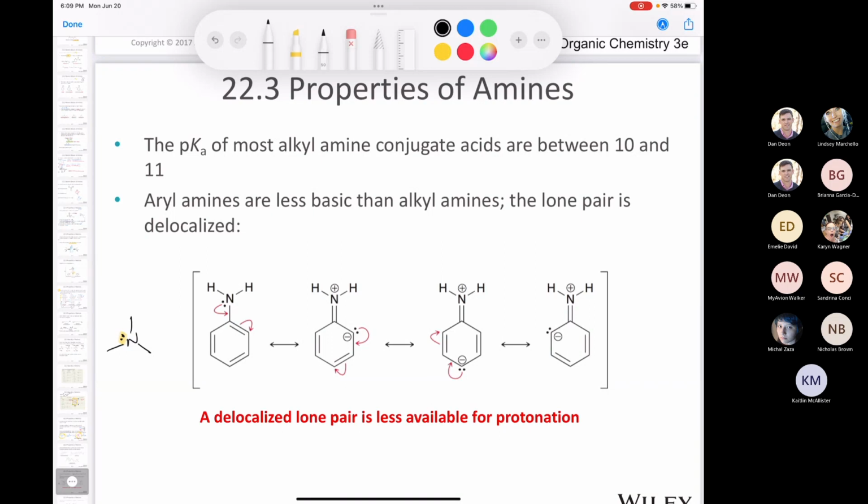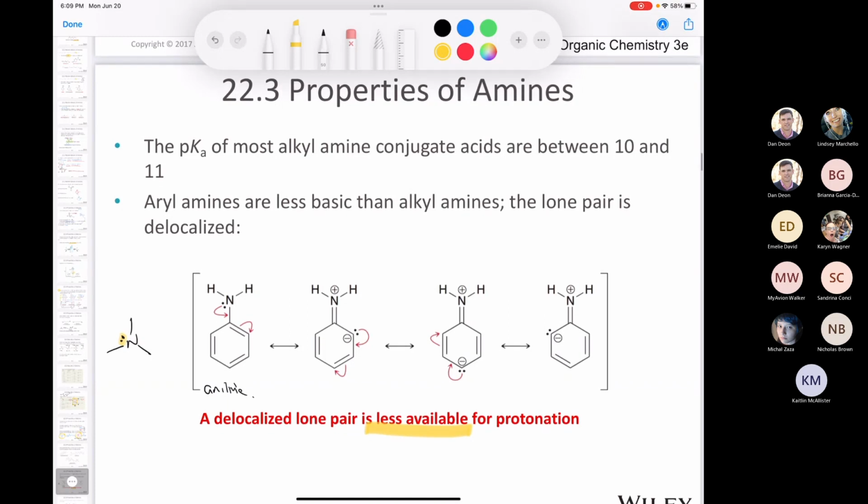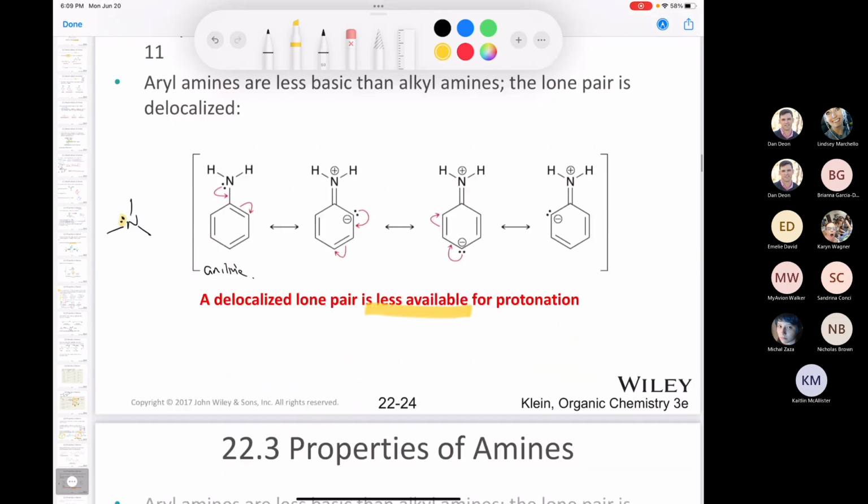Whereas if you take aniline, for example, we can draw 4 resonance structures that show the delocalization of the negative charge, or that lone pair, throughout the ring. And if it's delocalized, it is what? This is the best way of describing it: it's less available for protonation. It's kind of like catch me if you can, you know? It's like running around the ring trying to get away from the proton source. Anyhow, that's the way I imagine it.